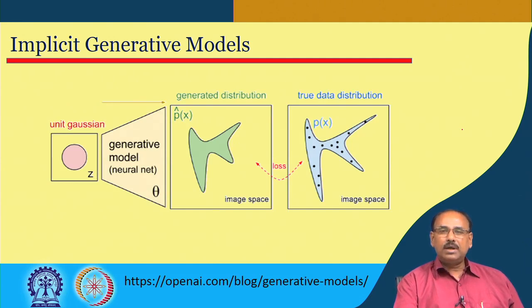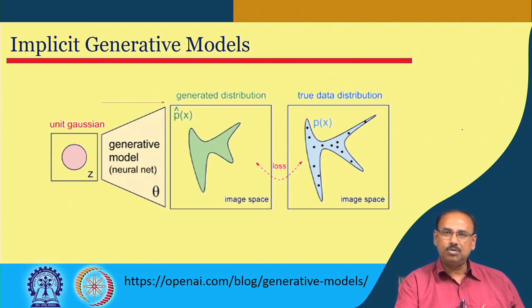So, effectively what you have is, you have the data from a true data distribution, and the generator model takes a sample from some distribution, maybe say unit Gaussian distribution, and then it generates another distribution of data, which is the p hat x. Then while training this generative model, what we want to do is, we want to minimize the KL divergence between p hat of x and p of x.